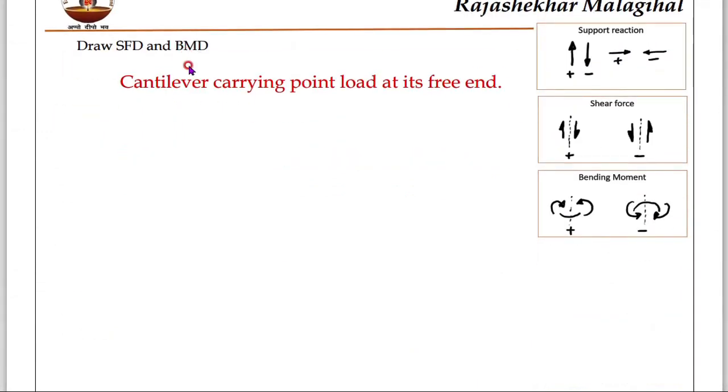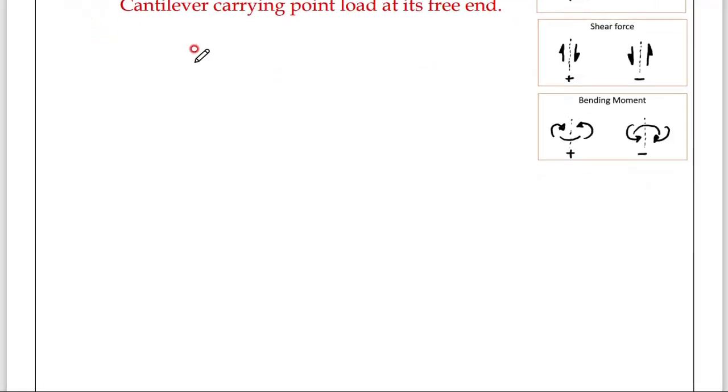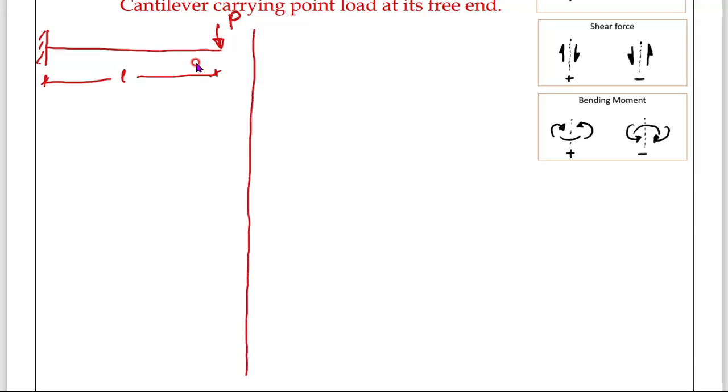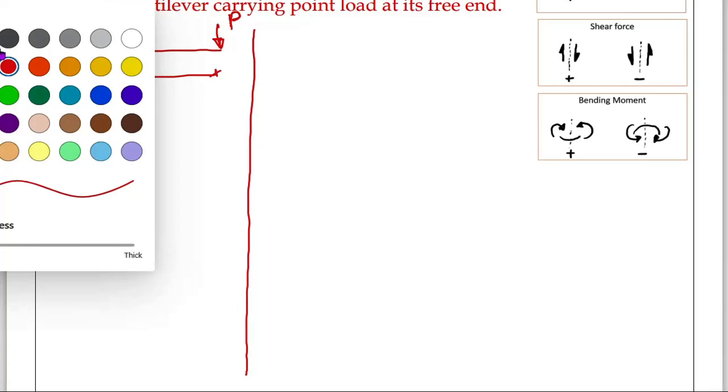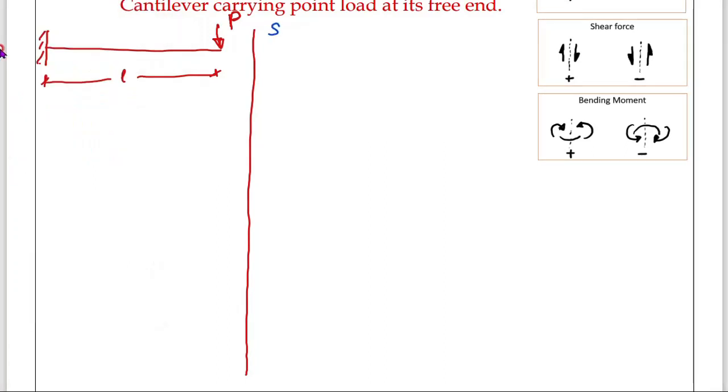The second problem is a cantilever carrying a point load at its free end. Now look at it. This is a point load, I will call it P. P is a point load. Then length is L. Now we will keep this space for the diagram. Then we'll come here. First we will write the shear force. This point we'll call A and this point B.